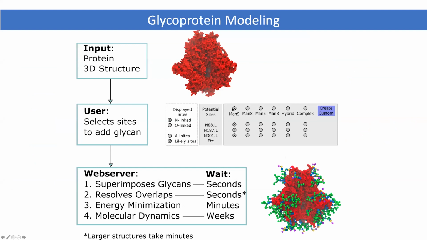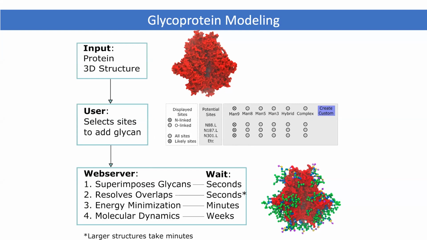So perhaps, and this is a work in progress, so when you go there, it won't look like this, but this is the philosophy. You might choose, I want all high mannose, or you might choose something else, or you might create a custom structure. Then we have to add them to the structure. And so the first thing it does is it builds a 3D structure of the sugar, translates it to the protein surface, and then resolves overlaps.